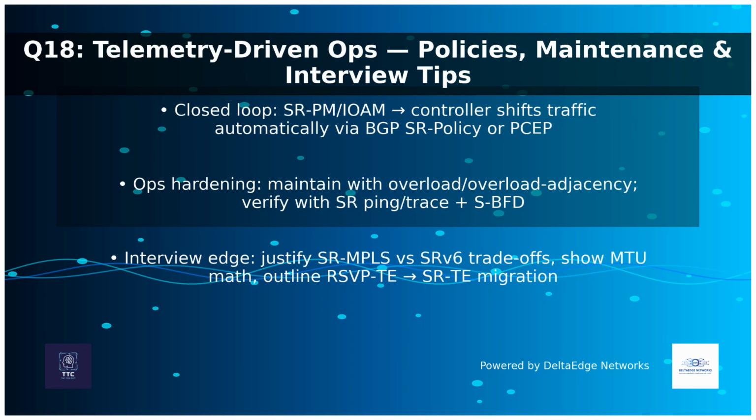Question 18. Telemetry-driven ops, policies, maintenance, and interview tips. Close the loop. Controller shifts traffic automatically with BGP-SR policy or PCE when telemetry degrades. During maintenance, set overload flags and verify with SR ping, traceroute and S-BFD. For the interview, justify SR-MPLS versus SRv6 with MTU math and outline a risk-managed RSVP to SR migration.